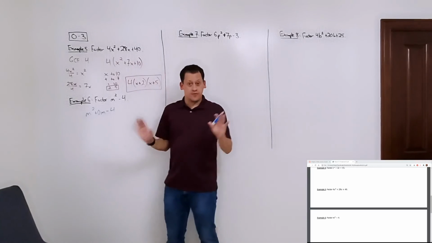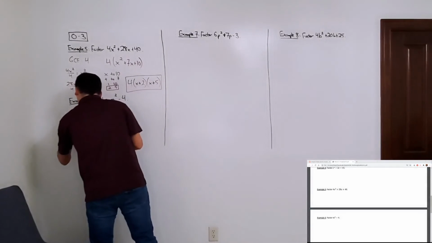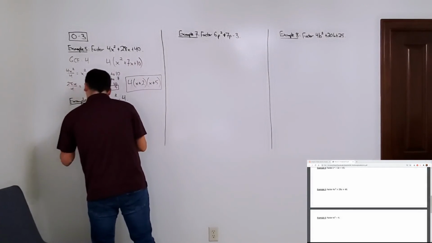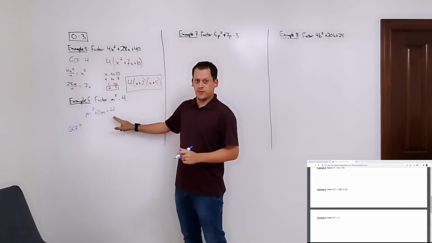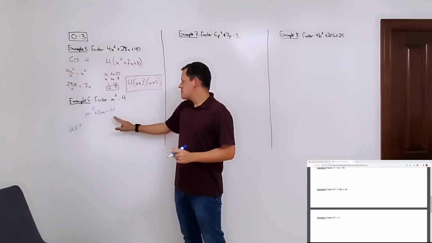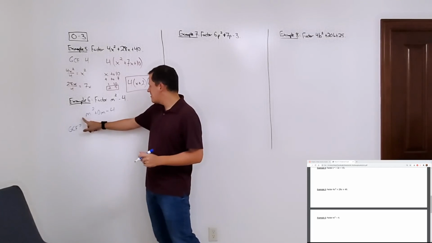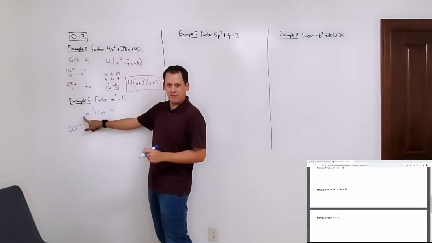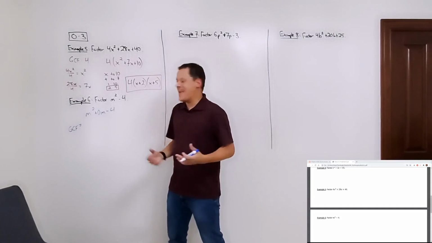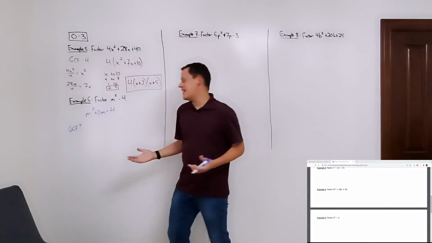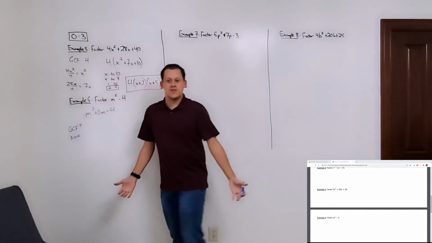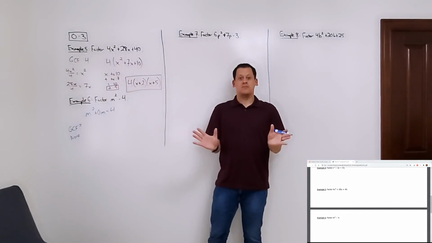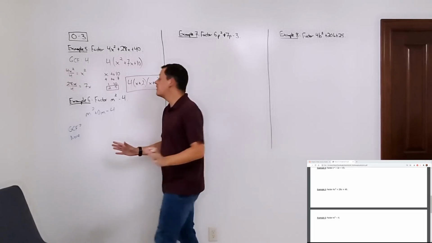Well, first we would look for a GCF, right? Is there a GCF here? Is there anything we can pull out from all 3 terms? Can't pull out a number because this doesn't have anything in front. Can't pull out any m's because this last term doesn't have any m's. So there's no GCF here. That's perfectly fine, at least we looked.